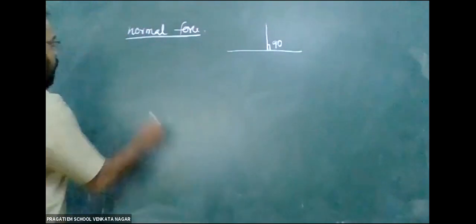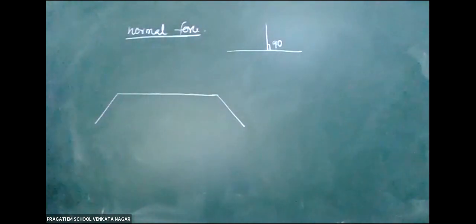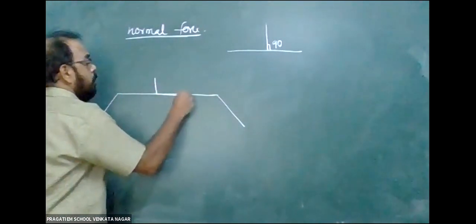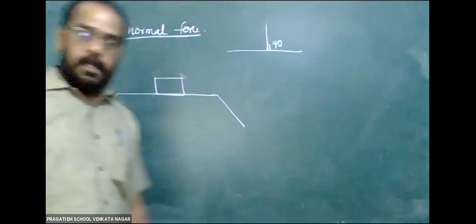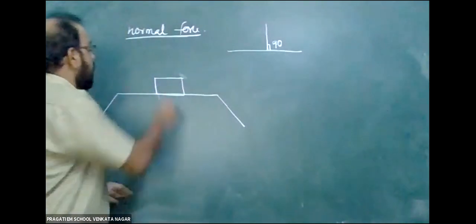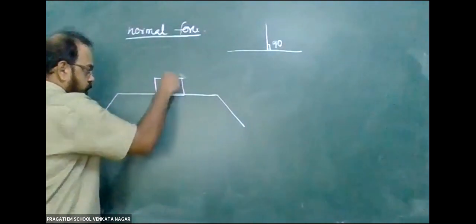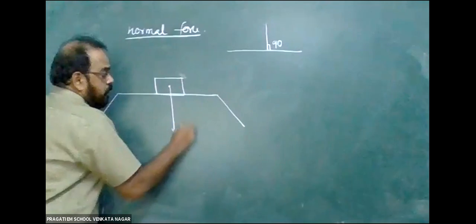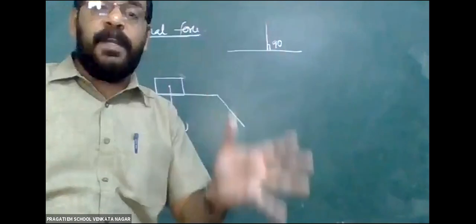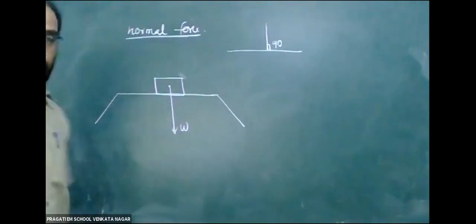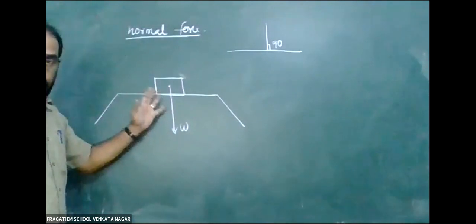What is this normal force? Imagine this is a table, and suppose there is a box. There is a table and there is a box. Here you can see the weight of this box. The weight of this box acts vertically downward. Weight is a vector quantity.